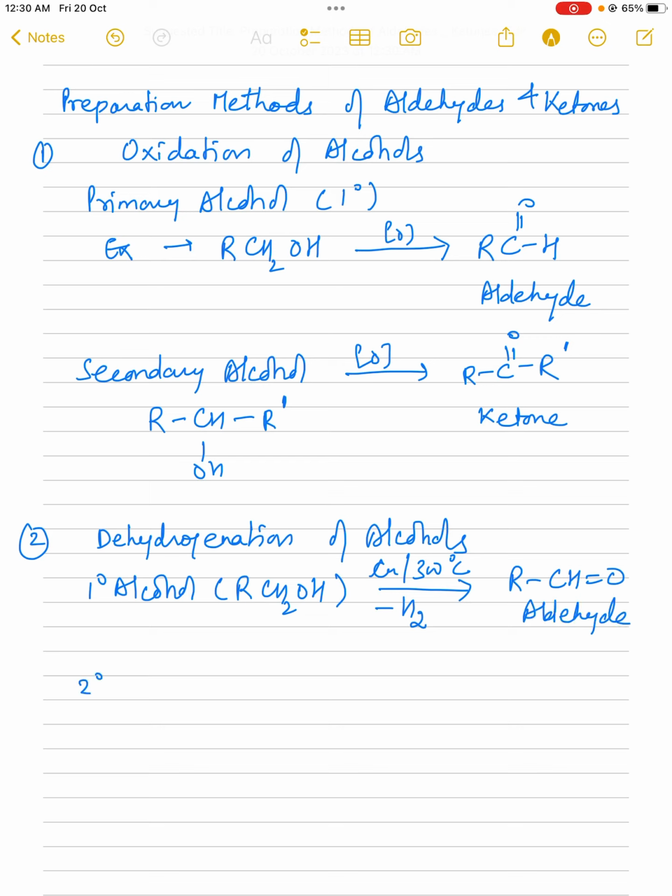If we took secondary alcohol R2CHOH, and in presence of copper at 300 degrees Celsius temperature, if we remove hydrogen, then we will get this product, and this is ketone.